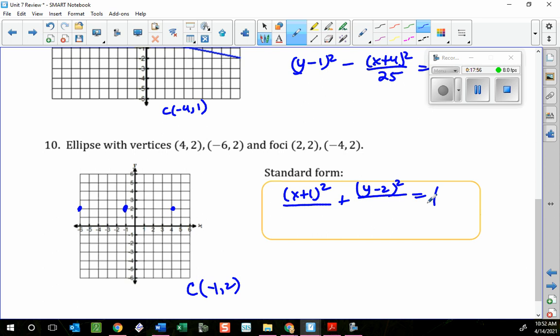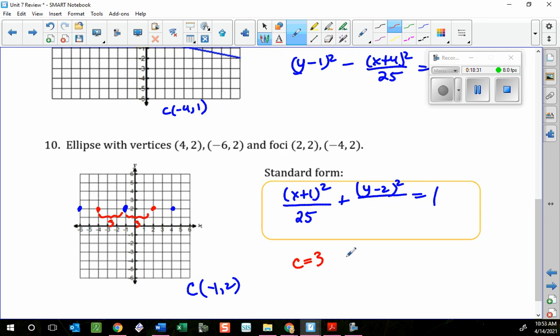So at least right now I know that in the x direction it goes 5 units each way. So the x is going to have a 25 underneath it. But the reason you were given the foci is because you can get the other value underneath the y here. So let me see that. 2, 2 and negative 4, 2. So there we go. Okay. So that means that the focal length was 3, right? I went 3 each way. So my c value is equal to 3.